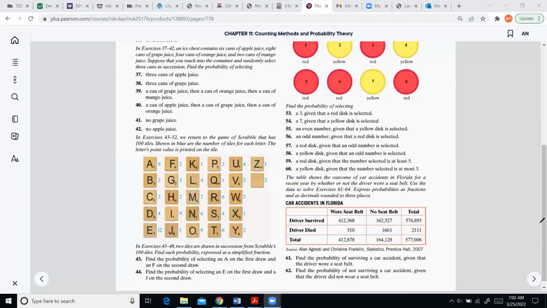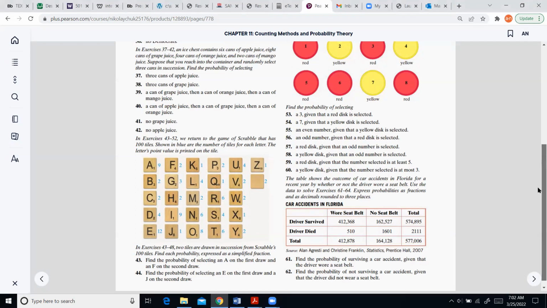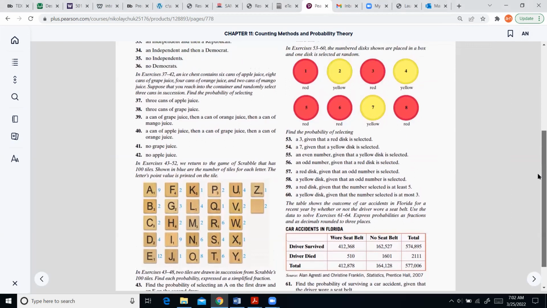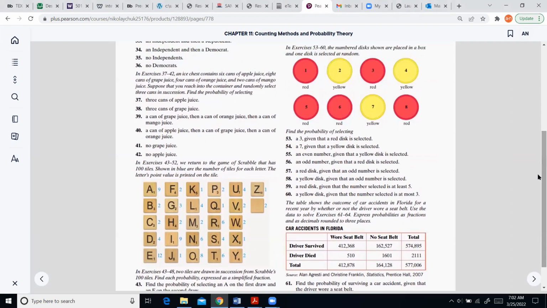So anyways, let me pick one problem and see what is going on here. And how about if I try one with these yellow and red circles to see how, let's say, problem 53 can be done. And I'm waiting for your questions, of course.